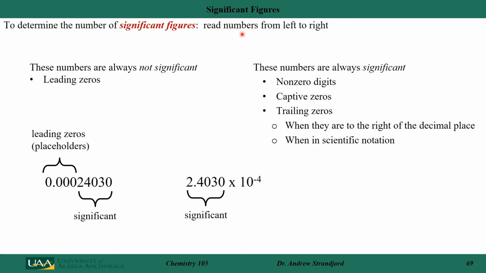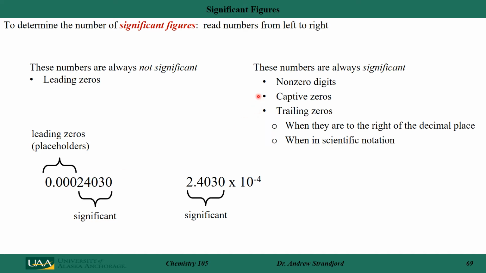We typically read numbers from left to right. And so here's a number, 0.000240030. I don't have units down here, but let's assume it has some units. If I look at the significant digits, the leading zeros are never significant. So these numbers are not significant. Any of the leading zeros are just placeholders. Numbers that are significant are any non-zero numbers, for example, the 2, the 4, the 3, those are significant.